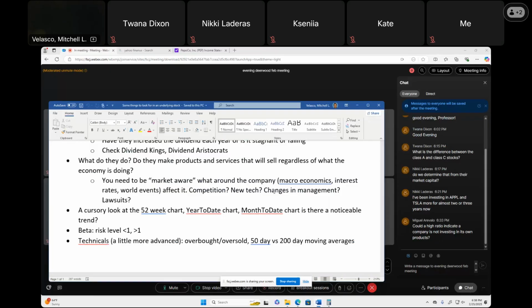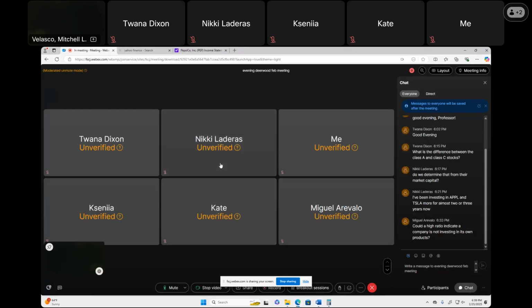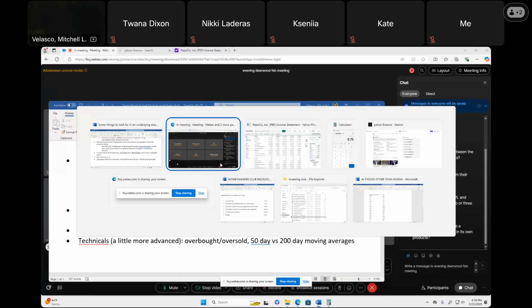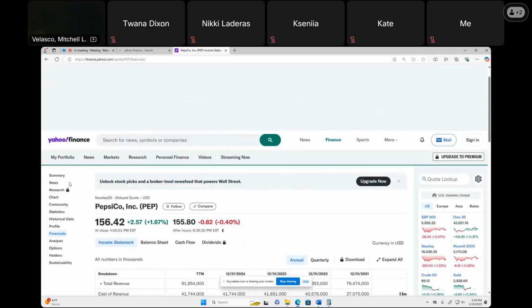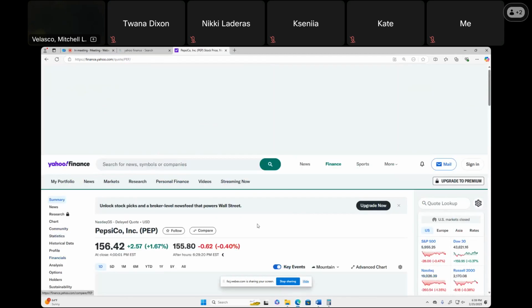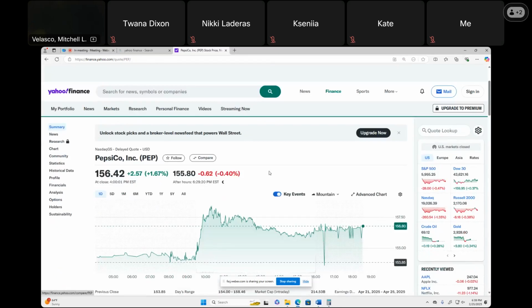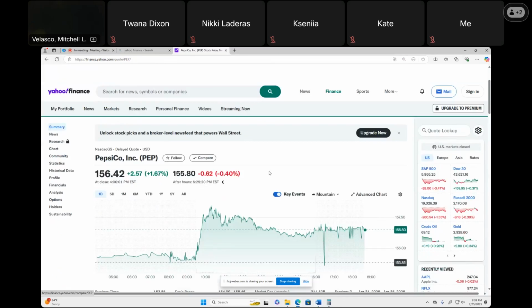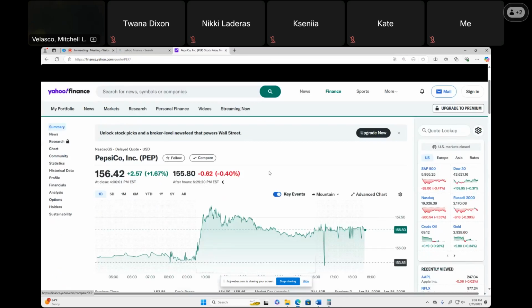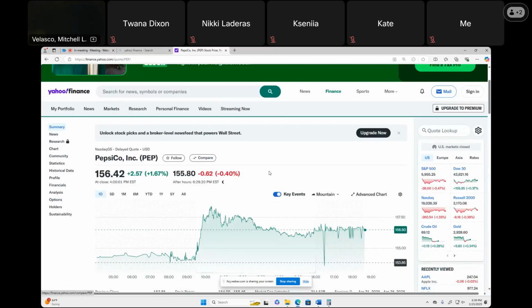Another thing you could do when you're shopping around for a stock is take a look at charts. So we're getting more to the technical side of investing. Let me go back to the summary page. There's basically two schools of thought when it comes to investing. There's fundamental investing and there's technical investing. And I kind of like both.